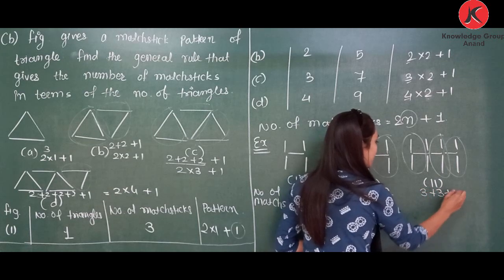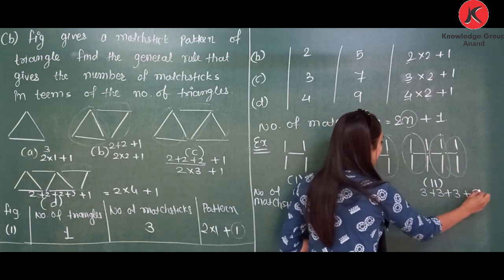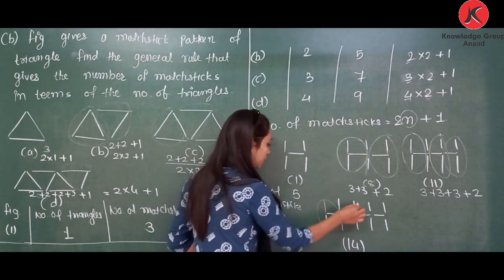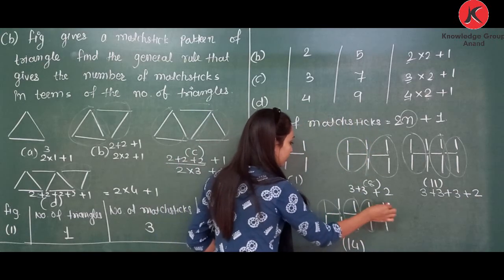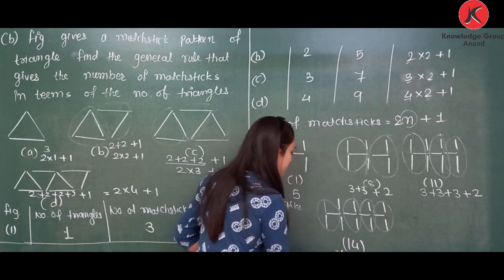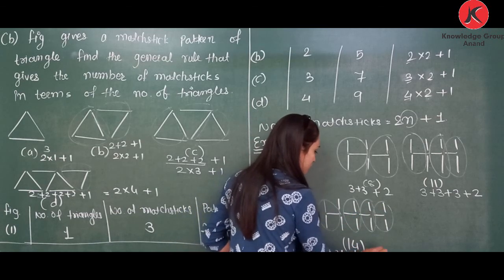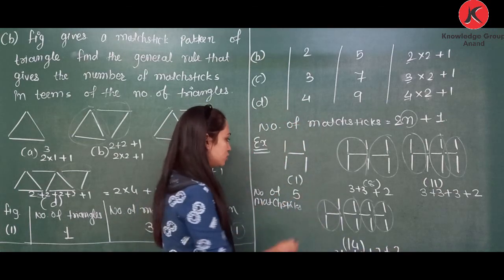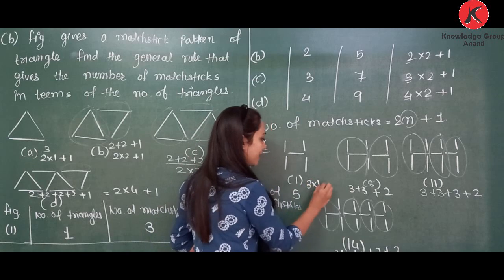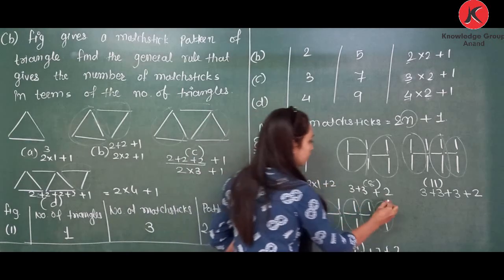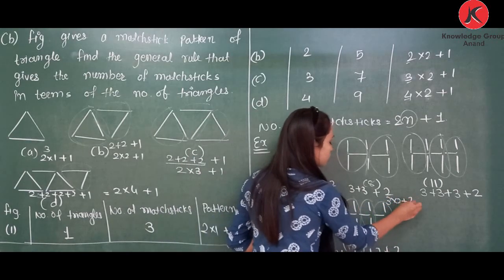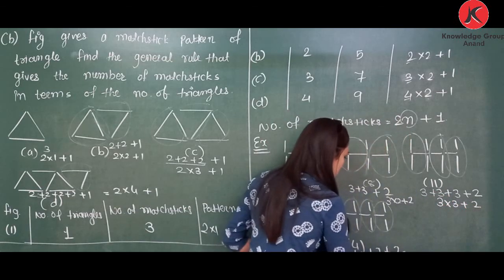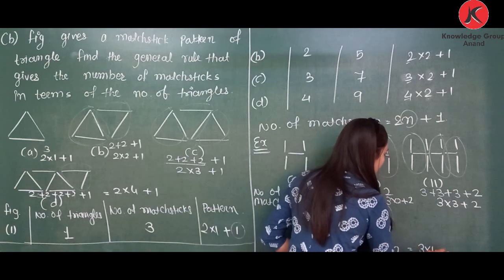So we can write 3 plus 3 and this 2 matchsticks that we add at the end. For the next one, 3, 3, 3 and 3. So it is 3 plus 3 plus 3 plus 3 plus 2 that we add at the end. So we can write the rule here: 3 multiply 1 plus 2. Here 3 multiply 2 plus 2. For this one 3 multiply 3 plus 2. And for this one it is 3 multiply 4 plus 2.